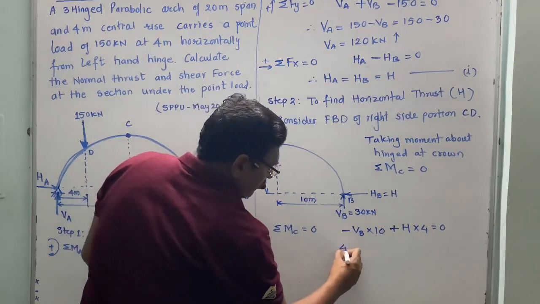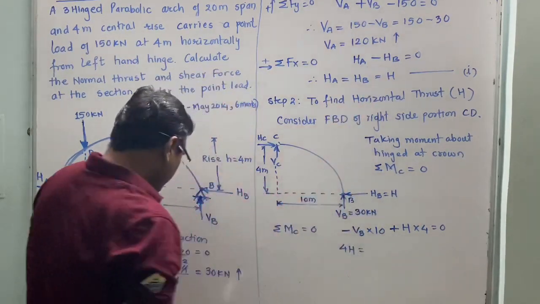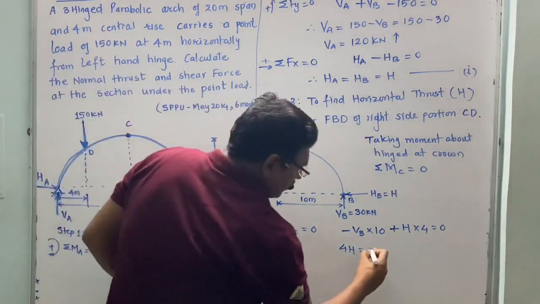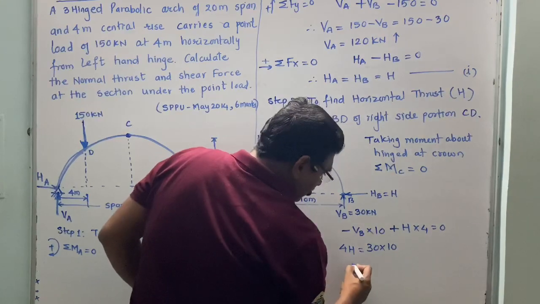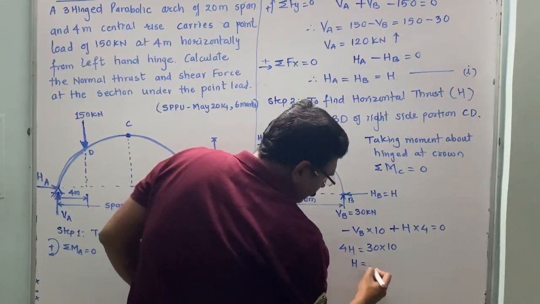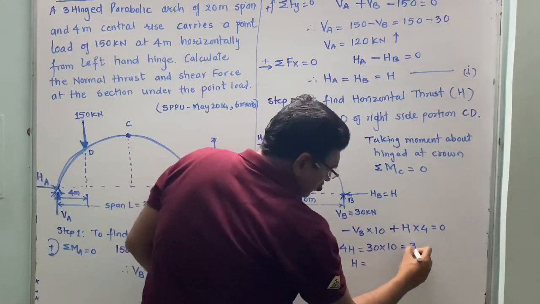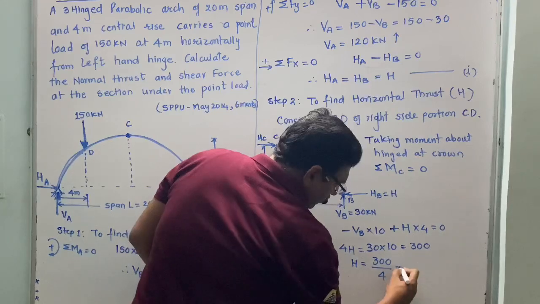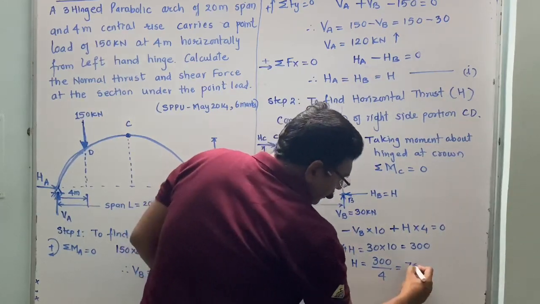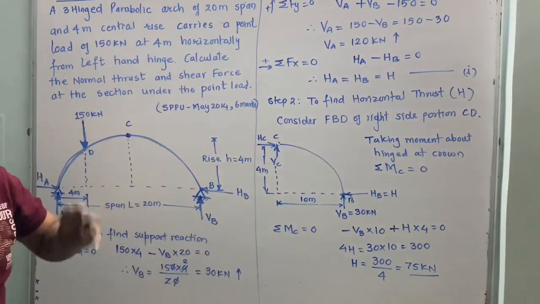Hence 4H is equal to the value of VB. The value of VB is 30 into 10. So hence H is equal to 300 divided by 4. You will get 75 kilonewton. So like this we can find out the support reaction.